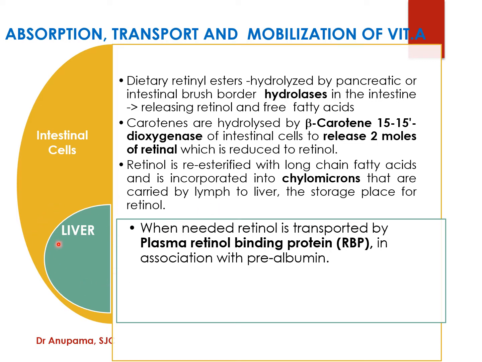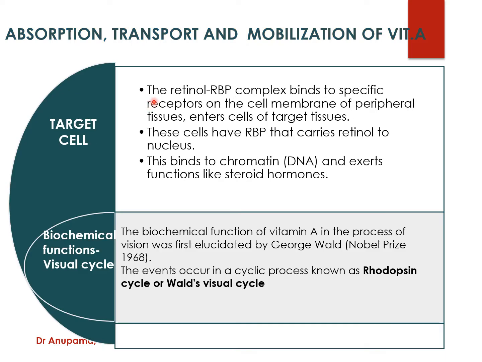Now what happens in the liver? When needed, retinol is transported by plasma retinol binding protein, RBP, in association with prealbumin. The retinol RBP complex then binds to specific receptors on the target cell membrane of peripheral tissues and enters the cells of target tissues. These cells again have RBP that carries retinol to the nucleus. In the nucleus it binds to chromatin and exerts functions just like steroid hormones.